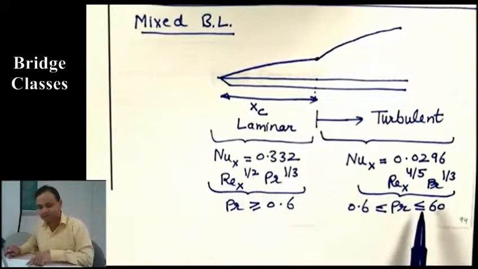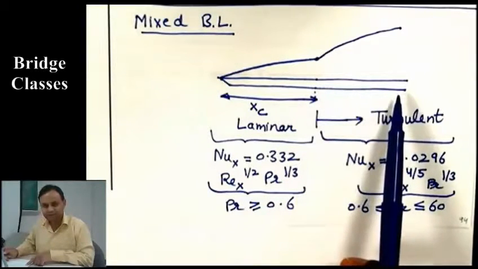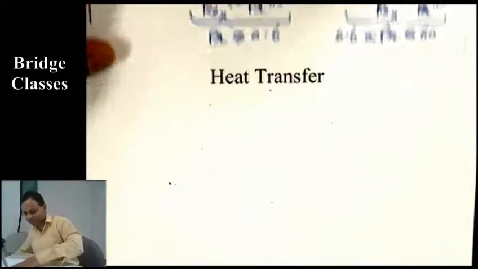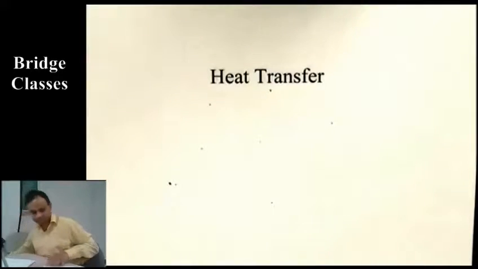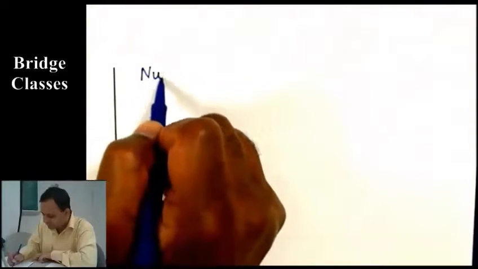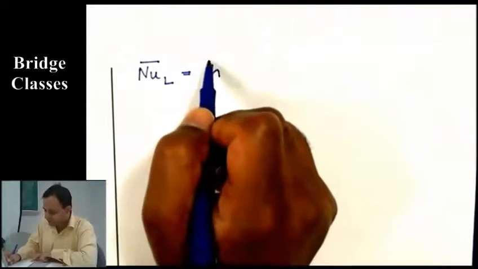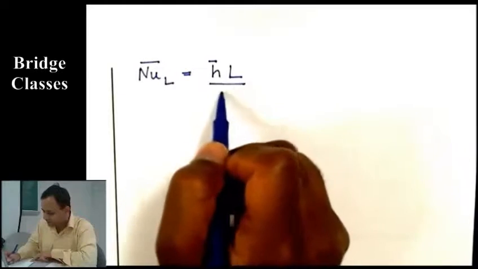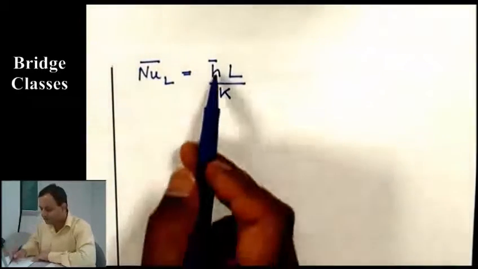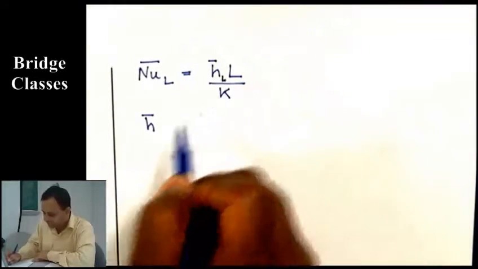But if we are interested in average, now the part of the boundary layer is laminar and the part is turbulent. So the way we average is going to be different. Let me explain that. So if you want to write an expression for average Nusselt number, okay, over length L, this will be average convection coefficient times length over K. Okay. Now how to get this average convection coefficient? This H bar over length L.